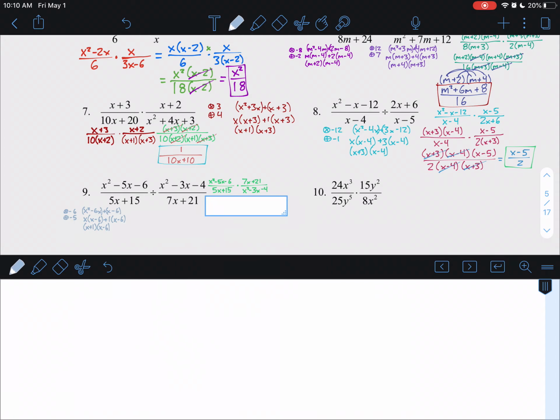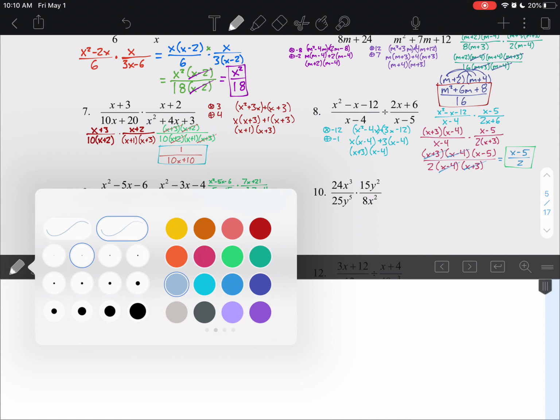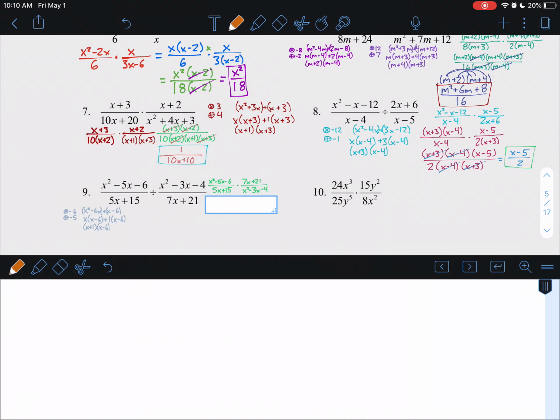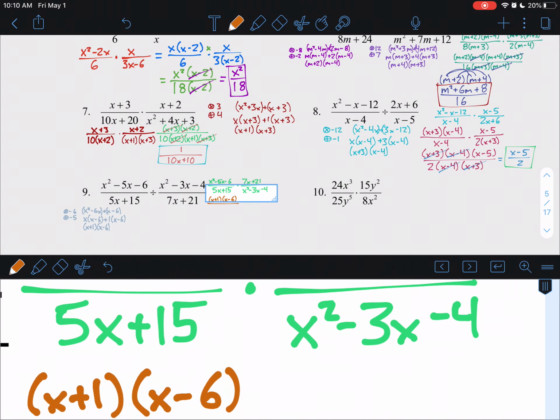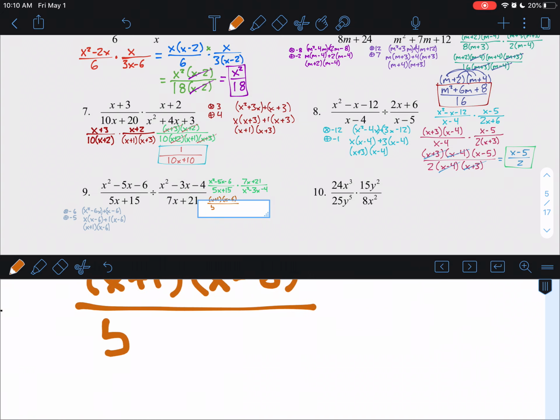I'm going to come over here and put that into the numerator of that first fraction. x plus 1 times x minus 6 is the numerator of the first fraction. The denominator of the first fraction, I got 5x plus 15. That's a binomial, that's pretty simple to factor. The GCF between 5x and 15 is 5. So I got 5, and 5x divided by 5 is x, 15 divided by 5 is 3. So there's my first fraction.